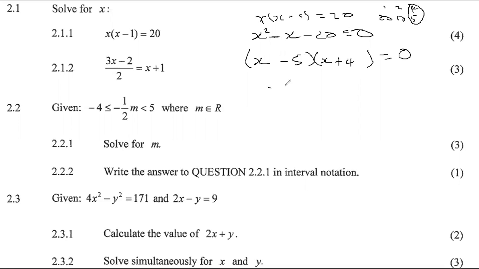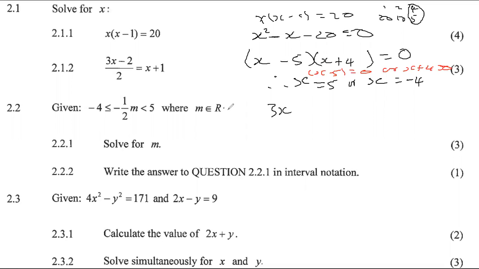All right. So therefore, we know now that x will be 5 or x will be minus 4. I omitted a step here that I thought was too obvious: x minus 5 equals 0 or x plus 4 equals 0. Okay, that's one step that I really thought was too obvious.